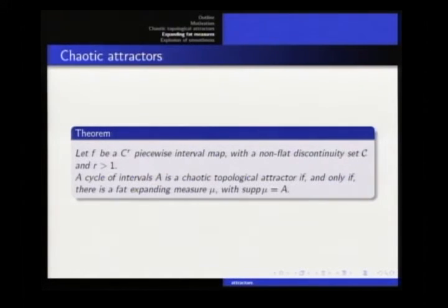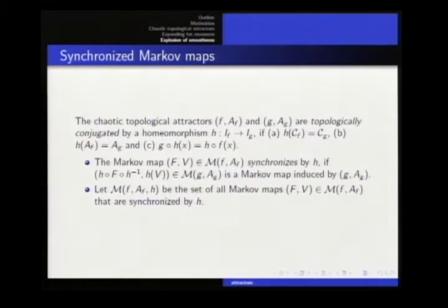It has a nice support anyway. So that's the only thing we say, is that the measure has a nice support. The support is the cycle of intervals. Okay. So a Markov map synchronizes if its image is also a Markov map. And so when I put this H, I'm talking about the Markov maps that synchronize. When I don't have this H, I'm not saying that they synchronize.